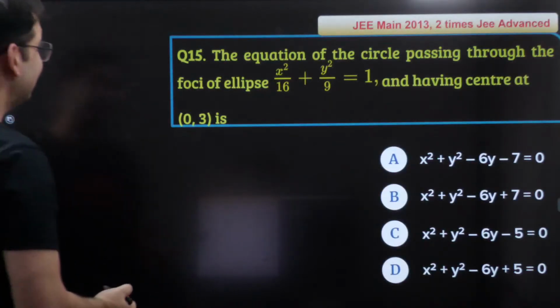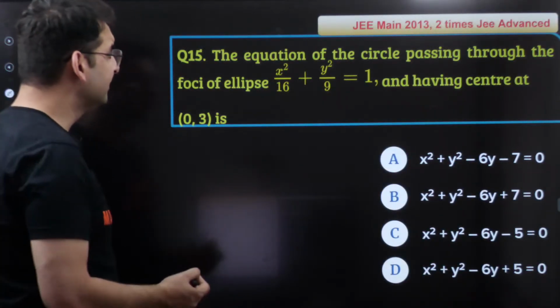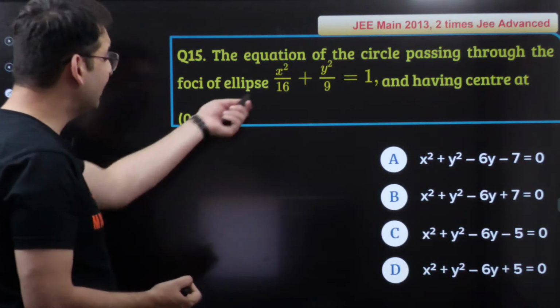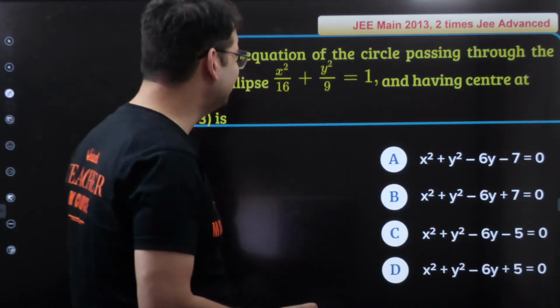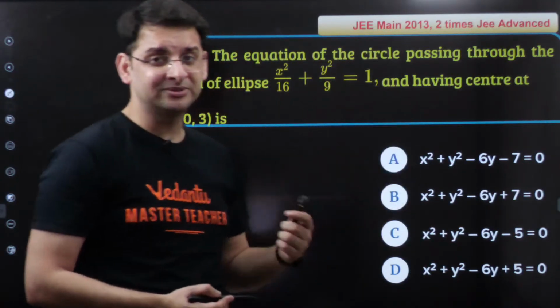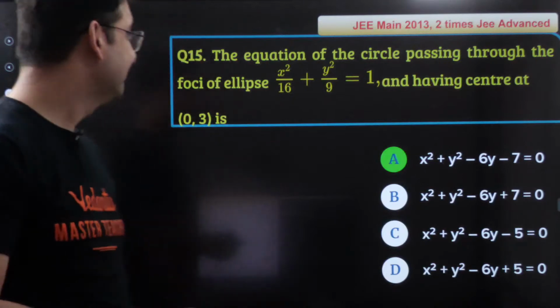And this is question number 15. The equation of the circle passing through the foci of this ellipse having center at (0, 3) is, which of these 4? These are very simple questions. This has come in JEE Advanced 2 times, also in JEE Mains 2013.